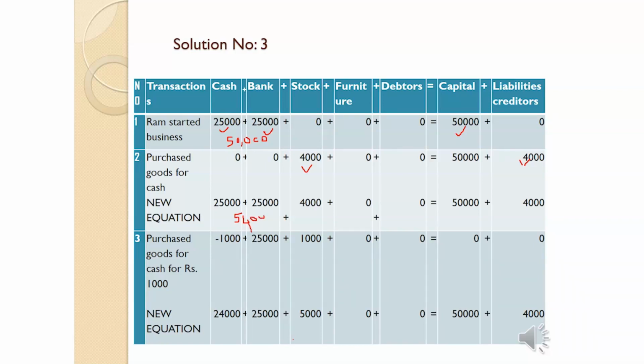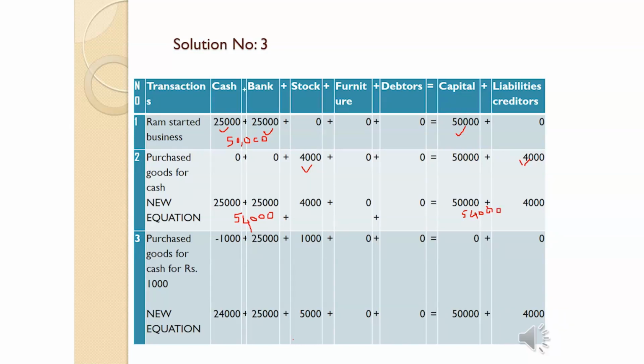Cash already we have 25,000. Bank balance 25,000. Stock value now it is increased by 4,000. So totally 54,000. Here already the amount of capital is 50,000. Then liabilities of the creditors will be increased. So 50,000 plus 4,000 is equal to 54,000. Now the accounting equation should be proved here. That is assets is equal to liabilities plus capital, 54,000.